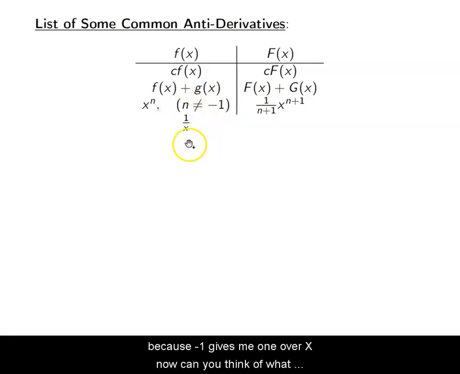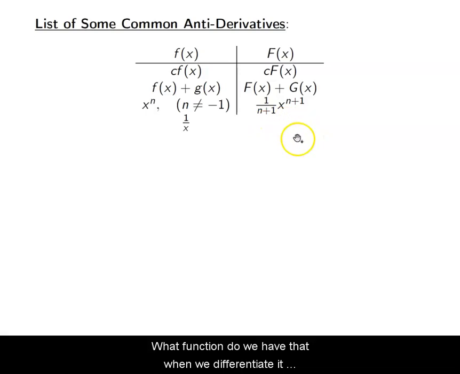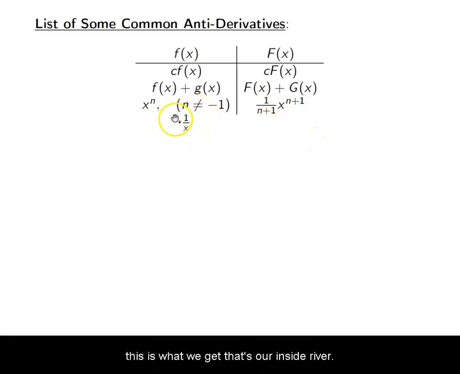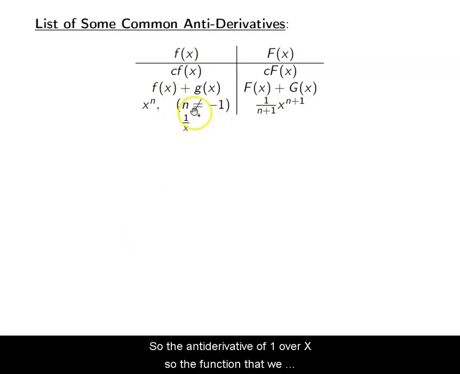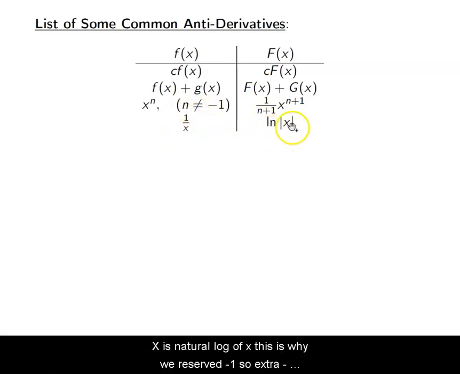Now, can you think of what function it is that we have such that if we differentiate that function, we get 1 over x? So again, you can pause it, take a second, and think about it. What function do we have that when we differentiate it, this is what we get? That's our antiderivative here. So the antiderivative of 1 over x, so the function that we would differentiate and end up with 1 over x, is natural log of x. This is why we reserve -1. So x to the -1 is 1 over x.